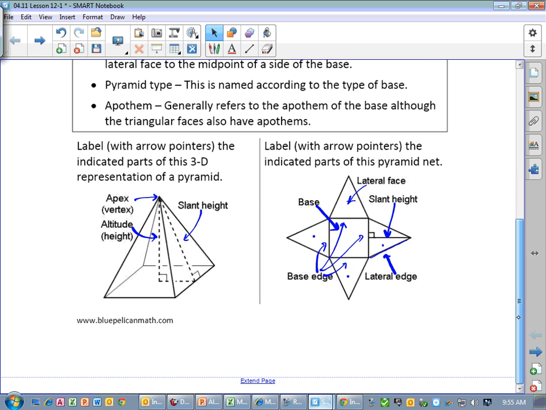Okay. So I didn't erase this, let's erase. So I've got some arrows drawn here for the apex. The apex is the top, so draw that arrow. The altitude, again, just to be clear, is the line going from the apex straight to the base, to the center of the base. And then the slant height is going along one of the lateral faces from the apex to the base.